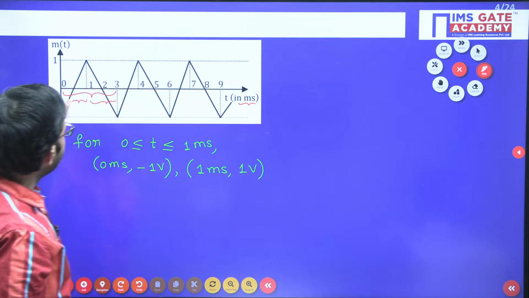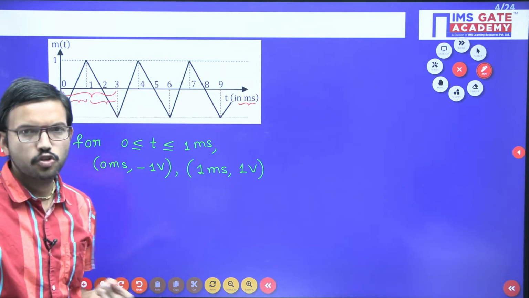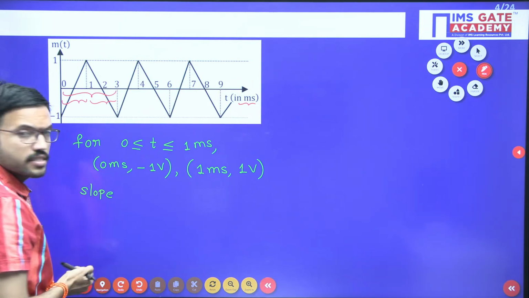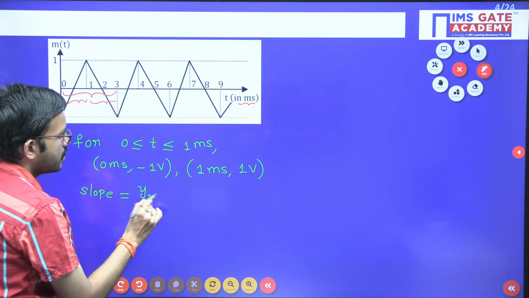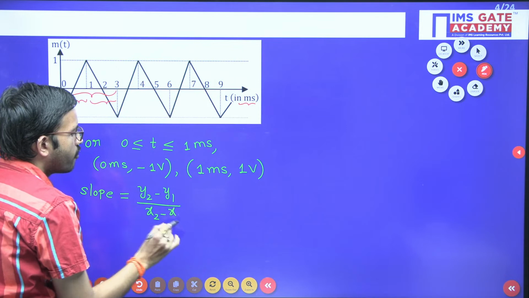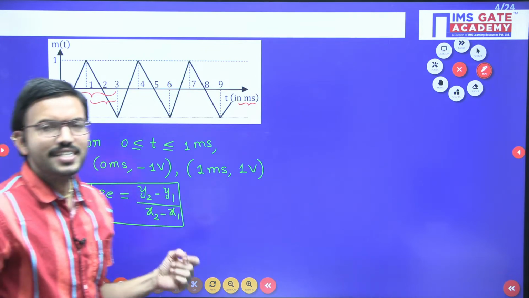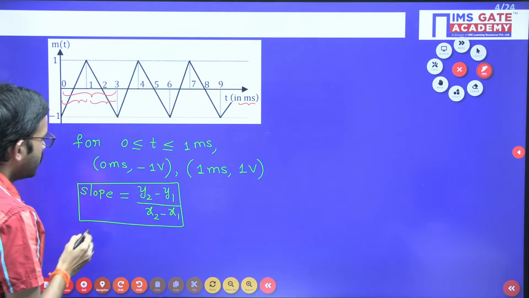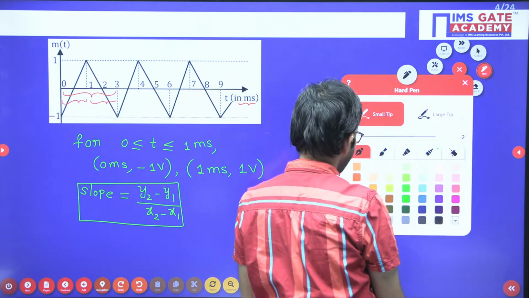Whenever you know any two points on a straight line, you can easily calculate the slope. The slope of the line is y2 minus y1 divided by x2 minus x1. In general, with this y-axis and this x-axis, the slope of the line is y2 minus y1 divided by x2 minus x1. The slope of the line is nothing but the differentiation of the signal with respect to time, so here you are going to get dm(t)/dt.